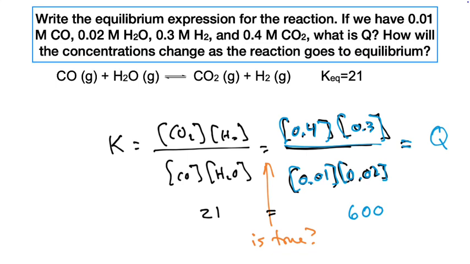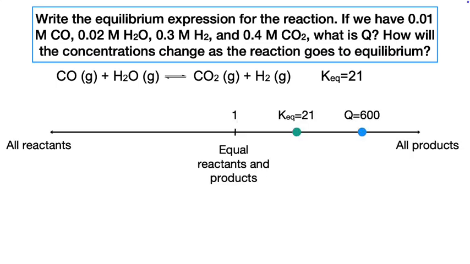This is the number line that she's trying to establish. All products to the far right, all reactants to the far left. They're equal, K equals 1. When they're equal, how do I go from 600 to 21? I need less products because I'm moving away from the product side. And since I'm moving towards the reactant side, I need more reactants. That's all this is trying to go through and establish.